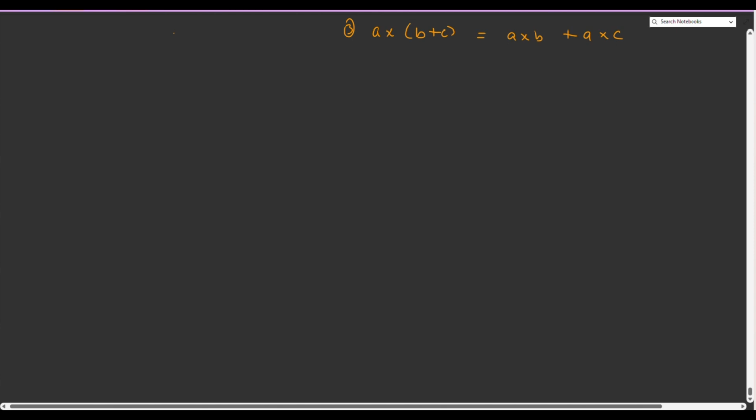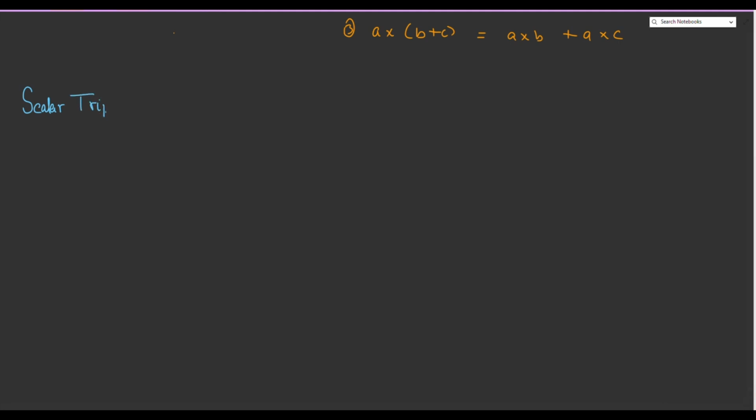It is called the scalar triple product. What's the name of this thing? It is called the scalar triple product. What does it mean?